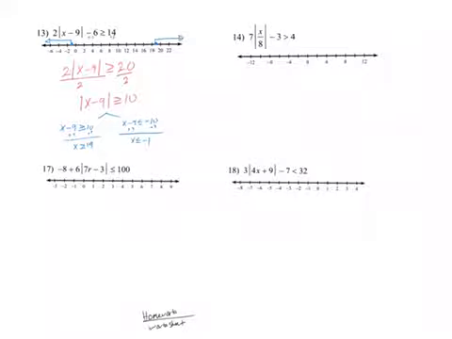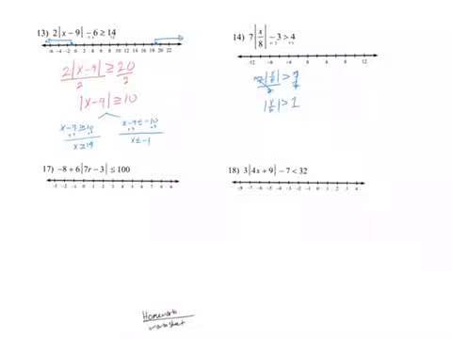Looking at another one here, I'm going to try to isolate that absolute value, so I'm going to add 3. So I'm going to say 7 times the absolute value of x over 8 is greater than 7. Divide both sides by 7 because this is multiplying. Those become 1 and those become 1, so I have the absolute value of x over 8 is greater than or equal to 1.